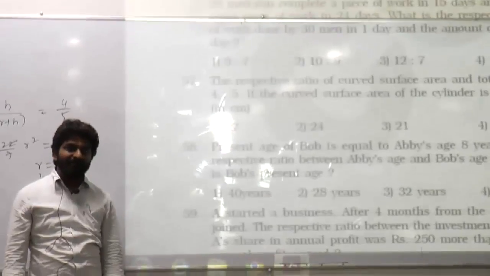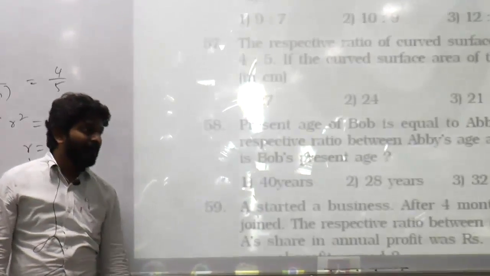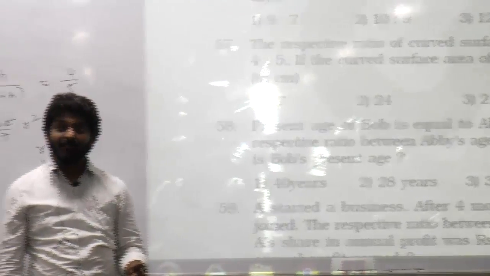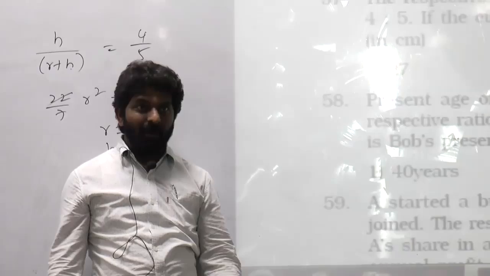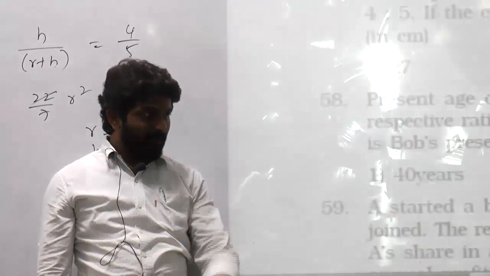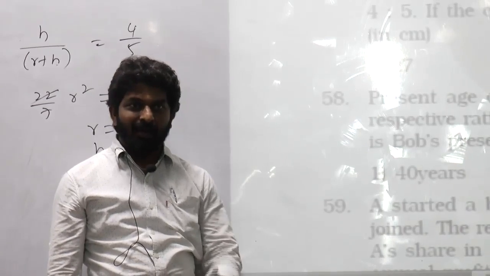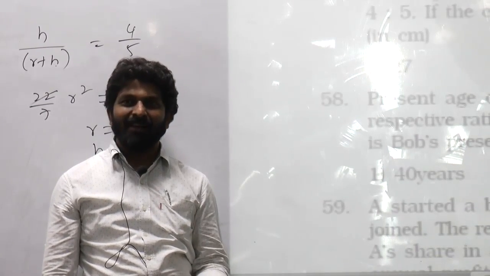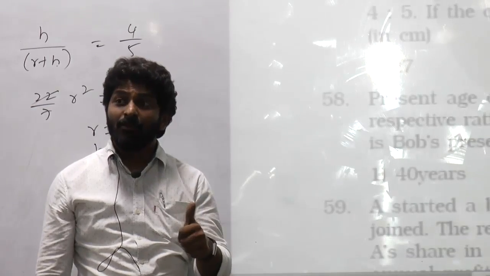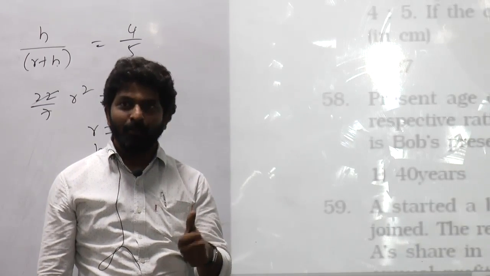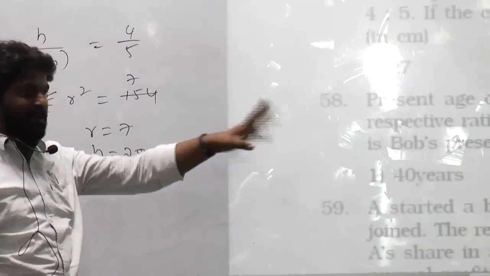When was that? When was that? Always, right? What is the age difference with your sibling? Brother, sister, younger brother or younger sister, someone must be there, right? What is the age difference between you and your sibling? Always. So age difference between Abby and Bob is 8 years.